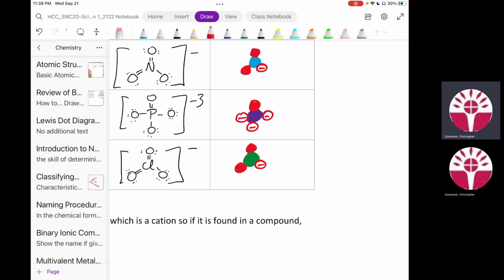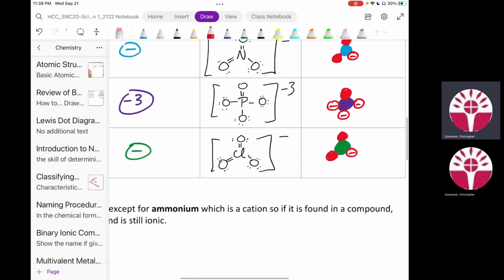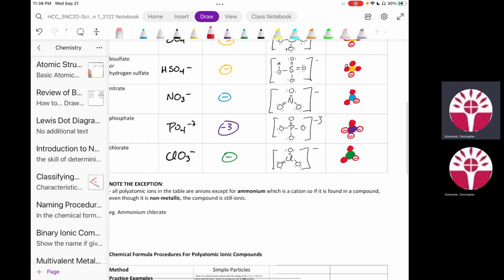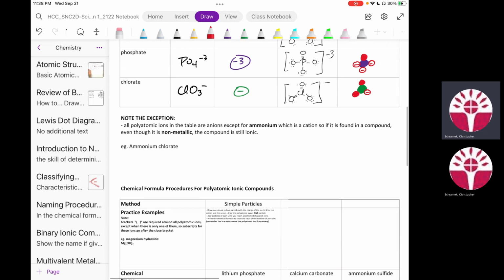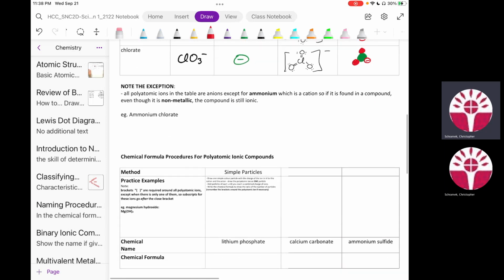Now, again, with these guys, you can draw the negatively charged oxygens in any spot, just as long as you have the right number. Okay, so I'm going to run through a couple examples for practice so that you know what you're doing with homework. And again, we've gotten rid of the Lewis dot stuff. So we're just drawing simple particles.